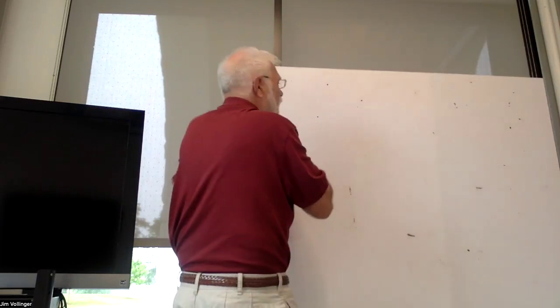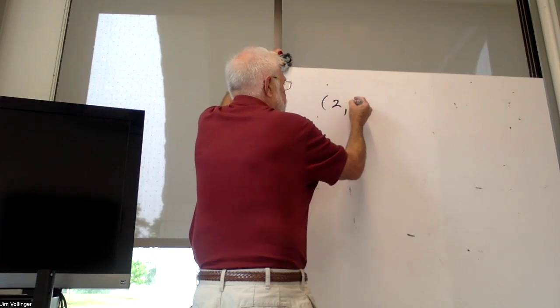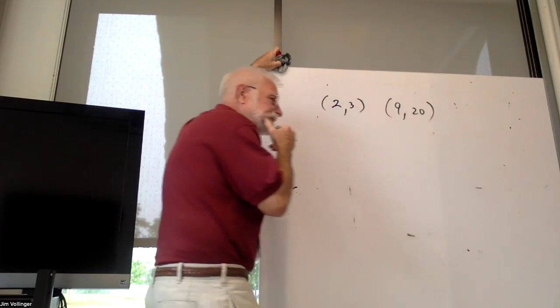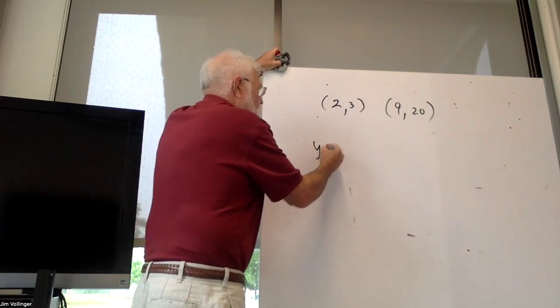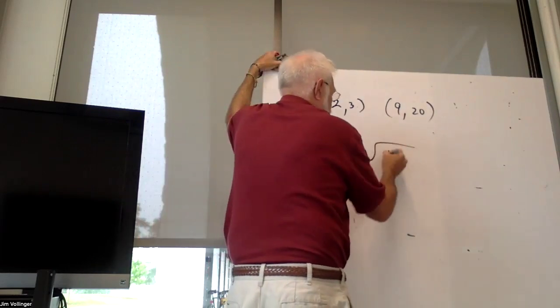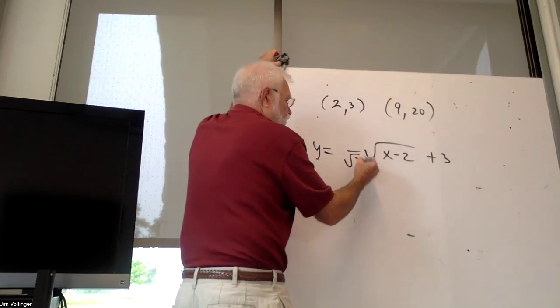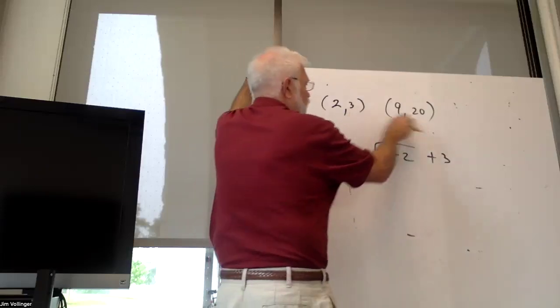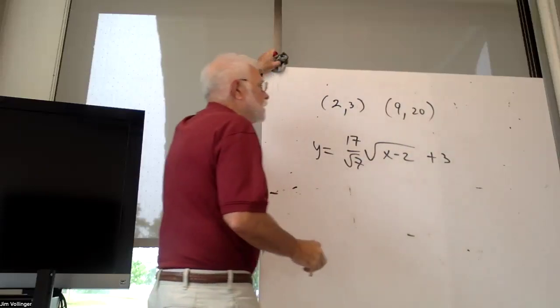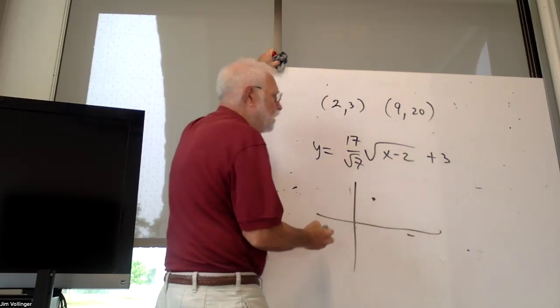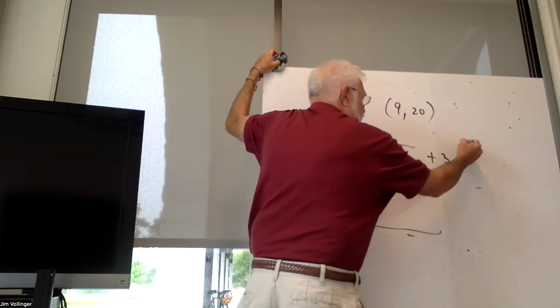All right, let's try (2, 3) to (9, 20). Now you pause the video and I hope you're right to follow. I hope you write the square root of x minus 2, plus 3. I hope you throw a 9 in and get the square root of 7 out of there, from 3 to 20 is 17. And if you plot that, (2, 3) over 2 up 3 maybe here, (9, 20) might be out here.